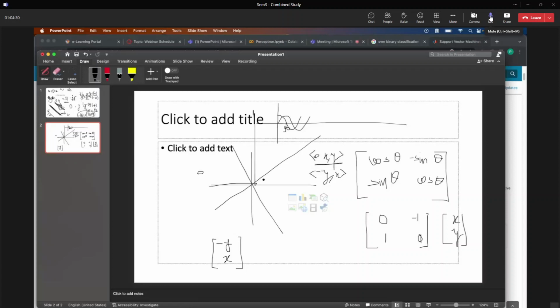And if I take the length of this vector, it is x square plus y square under root, and this is y square.